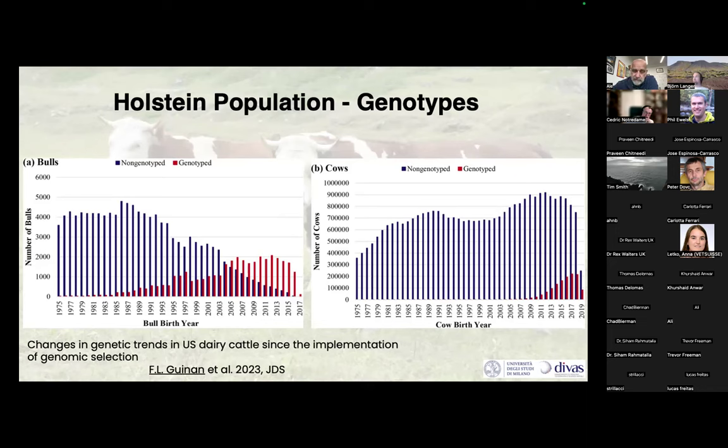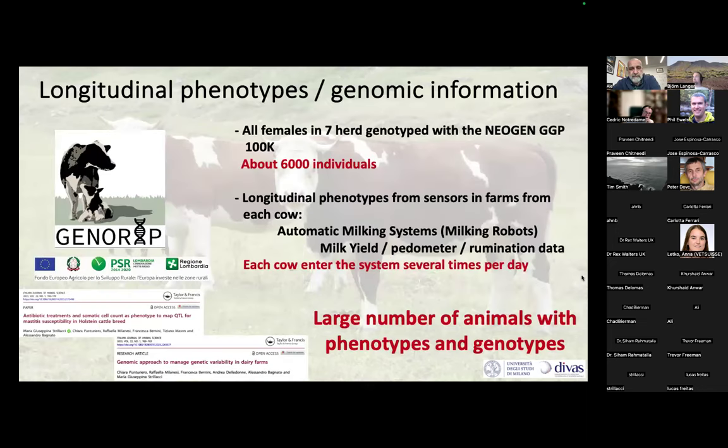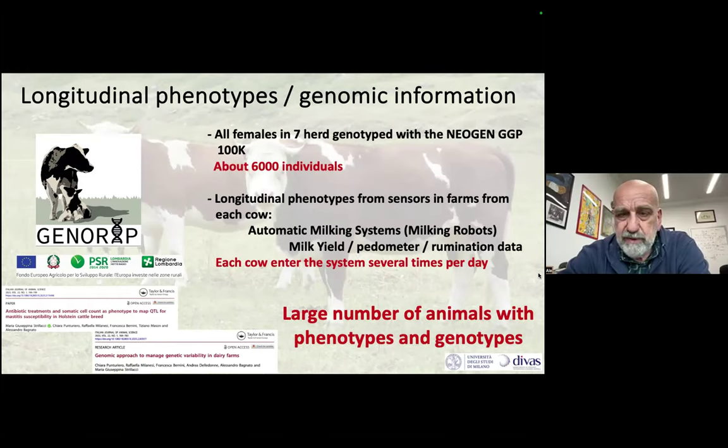Why do I say that? Because now we have the possibility to have genotypes of all females of a herd. It costs little money. Farmers start to understand that it's a big advantage for them. So we started this project in 2019, if I'm correct, and we genotyped all the females of 7 herds.